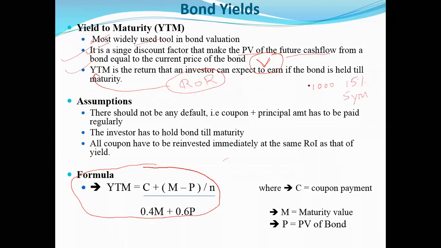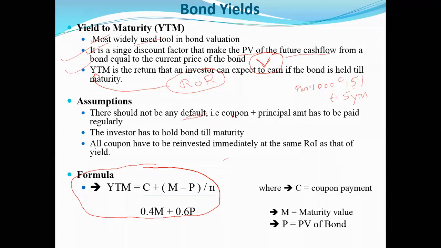This is the par value of the bond. This is the rate of interest, or I can call it the coupon. This is the time, or N, whatever you can call it. Right now, the condition, if I have to estimate YTM, the basic condition is, in these 5 years that I have issued the bond, I should not make any default.